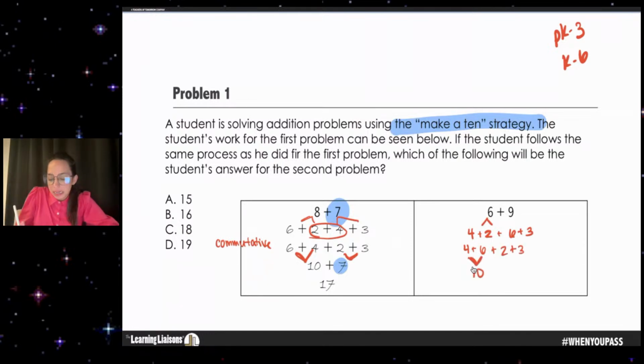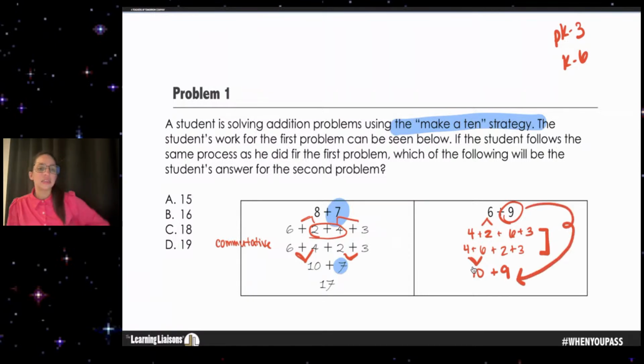But after I make my 10, you notice it doesn't really matter what this looked like, because really I made my 10 and then pulled that second addend down. And so that's going to end up giving me 19 as my answer, even though you and I both know that 6 plus 9 is actually 15. So it doesn't matter how you broke this into that make a 10 strategy. As long as you made a 10 and then pulled that second addend down, you created that error that student made. It's a really interesting question, isn't it?